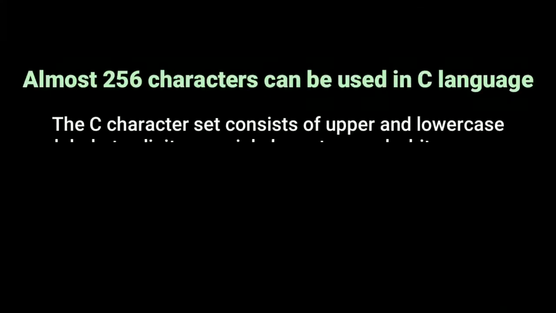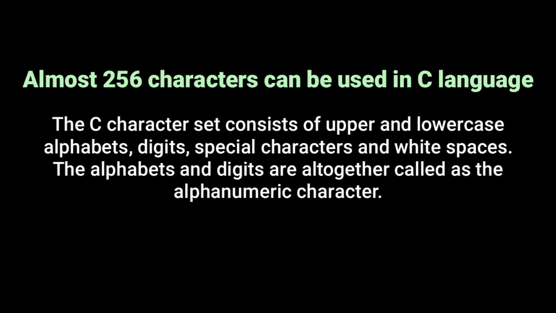Almost 256 characters can be used in C language. The character set consists of upper and lowercase alphabets, digits, special characters, and white space. The alphabets and digits are altogether called the alphanumeric characters.